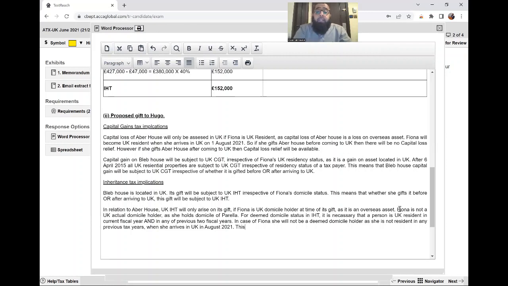Okay? This means that gift of Aber House will not be subject to UK IHT irrespective of gifted before arriving to UK or after arriving to UK. I will repeat this part again and then I will write a conclusion because he told us to give the advice. So you can name it as conclusion or you can name it as an advice.